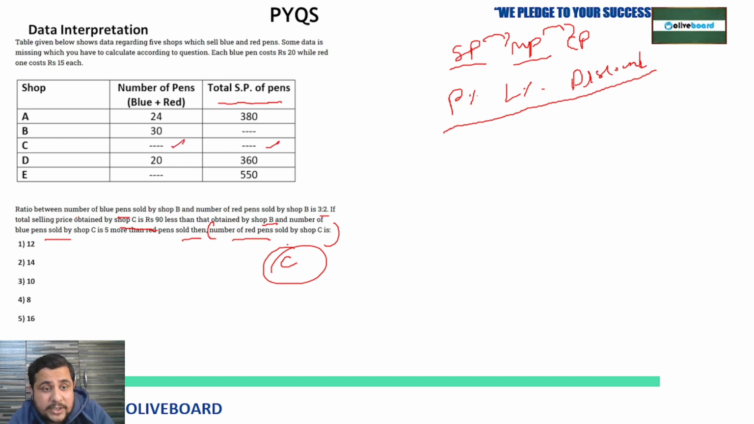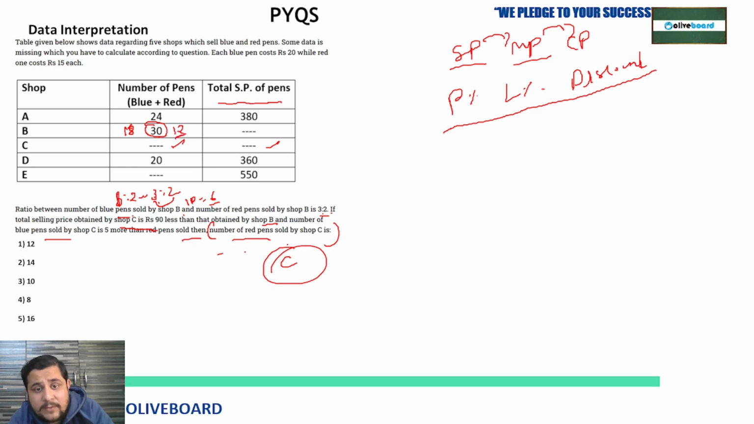Okay, see, the ratio between the number of blue pens sold by shop B and the number of red pens sold by shop B is 3:2. So about shop B, what is given? The blue pen to red pen ratio is 3:2. So 3:2 means total 5 parts and total pens are 30. So a single part would be equal to 6, right? 30 upon 5, so 6. So 6 into 3 means 18 blue pens will be there. 6 into 2 means 12 red pens will be there.